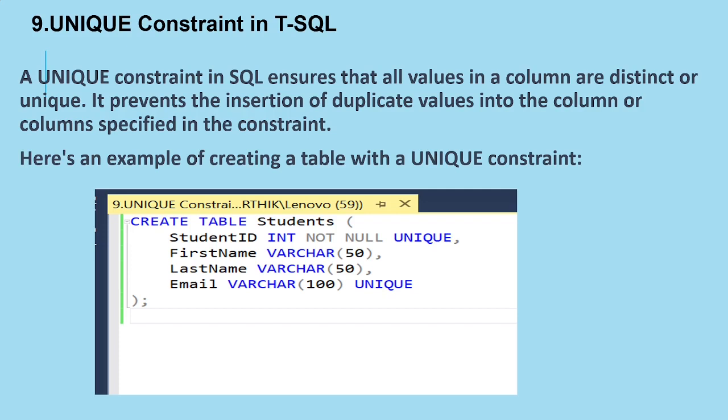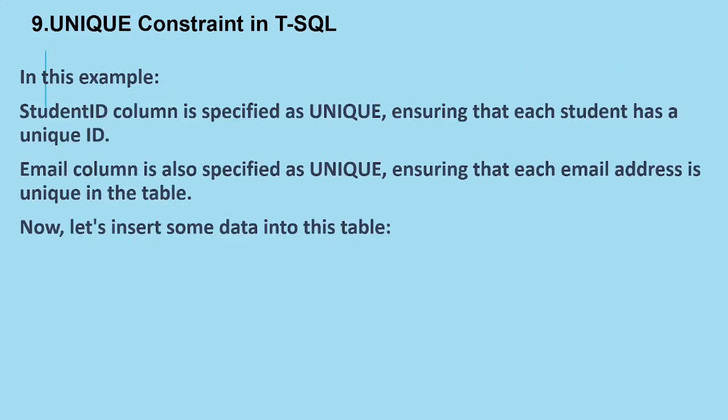Okay, so let's see the examples. The student ID column is specified as unique, ensuring that each student has a unique ID. The email column is also specified as unique, ensuring that each email address is unique in the table. Now let's insert the data into the table and see what result it gives.